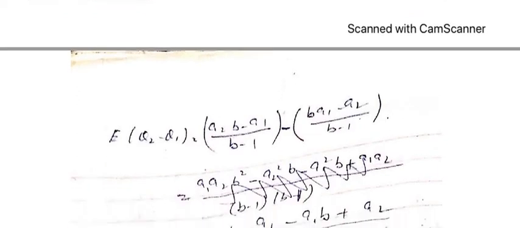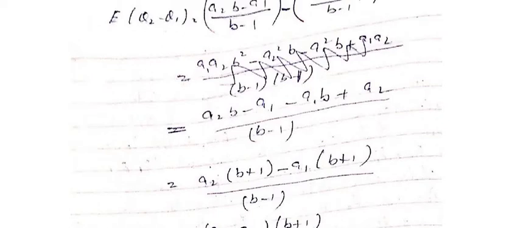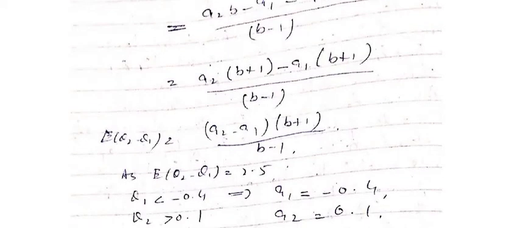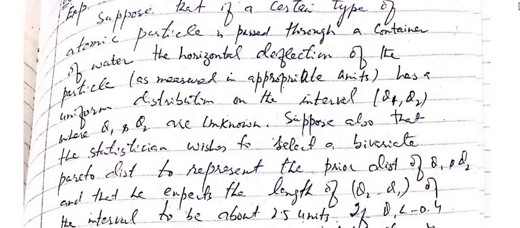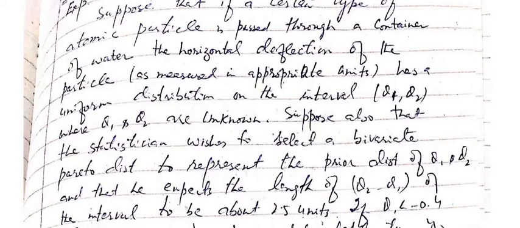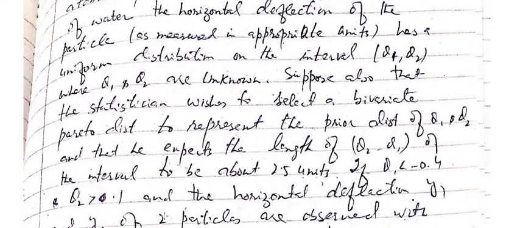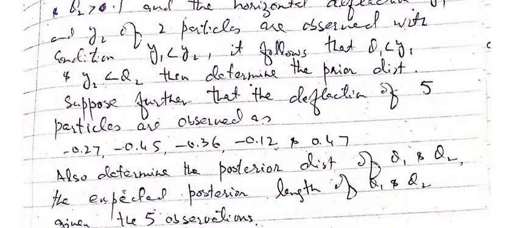Now the expected value of θ2 minus θ1, take the difference of the above two values and simplify it. After making certain simplification, which is given here, we obtain (a2 minus a1) into (b plus 1) divided by (b minus 1). As expected value of θ2 minus θ1 is equal to 2.5, I think it is given in the statement of the question here. The θ2 minus θ1, the interval to be about 2.5 unit. It is given in the statement of the question.